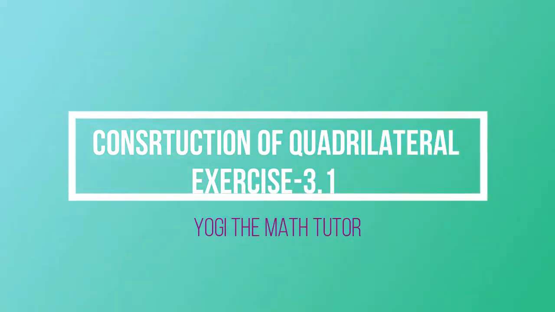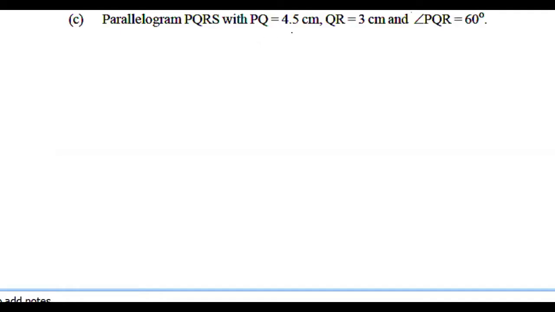Parallelogram PQRS with PQ equal to 4.5 centimeters, QR equal to 3 centimeters, and angle PQR equal to 60 degrees. Here we have only two measurements, but in a parallelogram opposite sides are equal, so we can take the other sides also. So first draw the parallelogram.